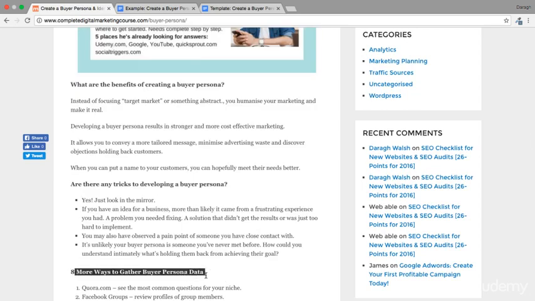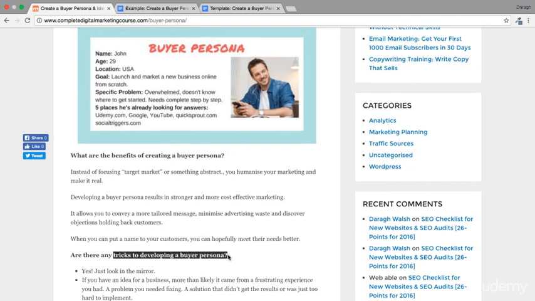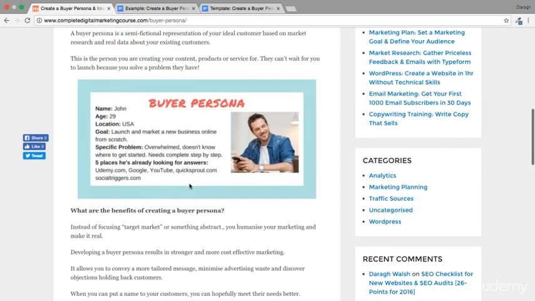Now, I know that might not be the solution for everybody, so in the next lecture I'll look at 8 more ways to gather buyer persona data, but just to keep it simple for the moment and so we get through all the concepts, let's stick to that as the way you develop a buyer persona. Now, let's look at how you actually answer the questions.